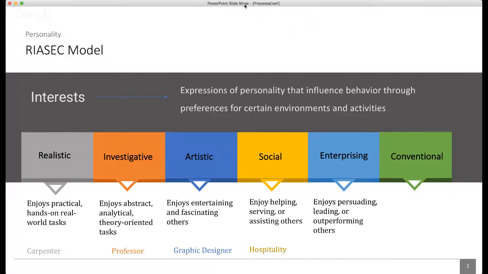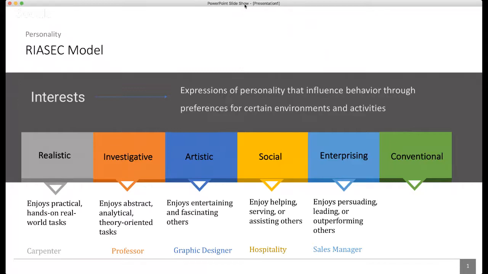Enterprising jobs are for individuals who like persuading, who like leading, or even outperforming other people. These kinds of jobs would be great for people who are competitive. So you might find a sales manager, you might find a stockbroker, a CEO, a leader. All of those would fall under enterprising.